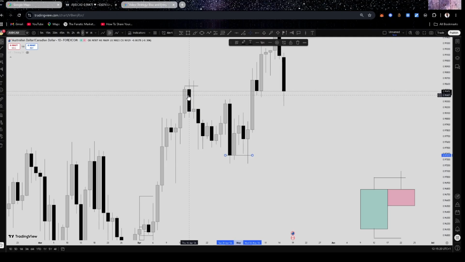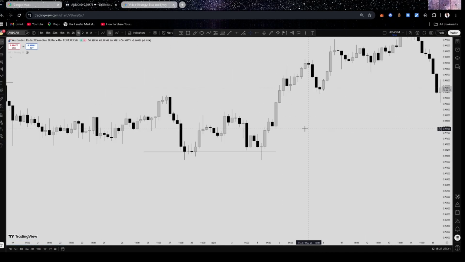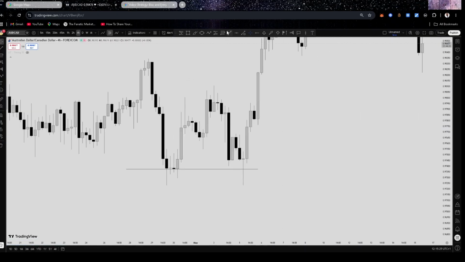Now after price rejected this key level, all I need to do is go to the 4 hours time frame or the 1 hour time frame. If I don't see a break on the 4 hours time frame, then I'm going to go to the 1 hour time frame. Now let's check the 4 hours time frame. On the 4 hours time frame, what do we have? We had a break of structure right here.